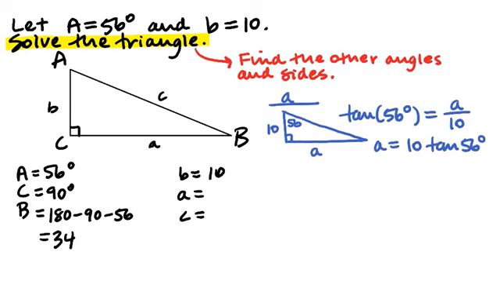I'm just doing this off to the side. I don't think you need to see me typing in 10 tangent of 56 on the screen. That's 14.826. So I'm going to copy that in, 14.826.